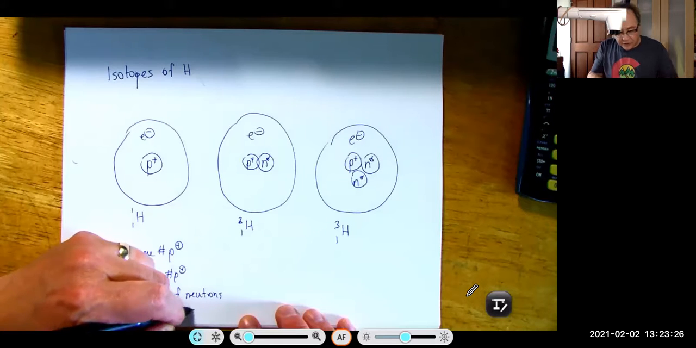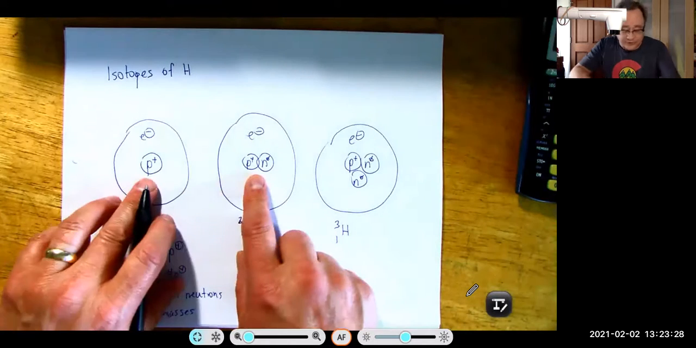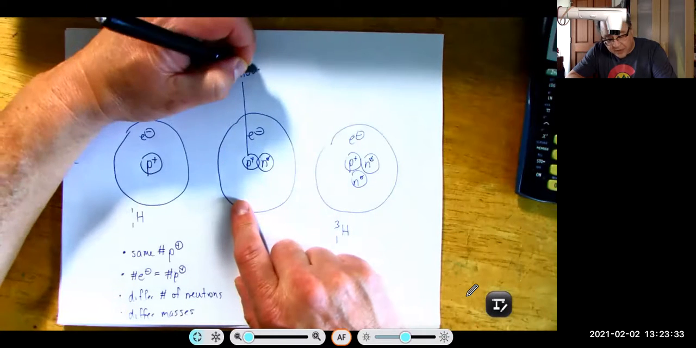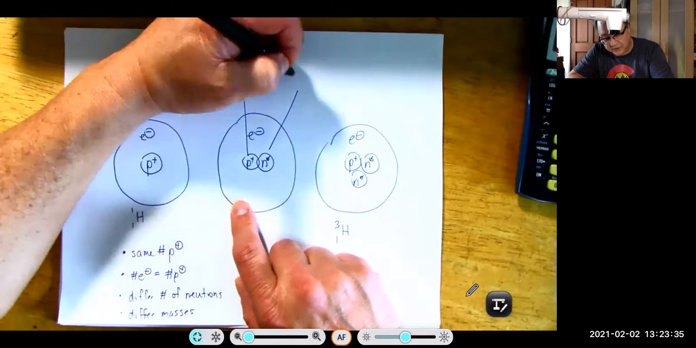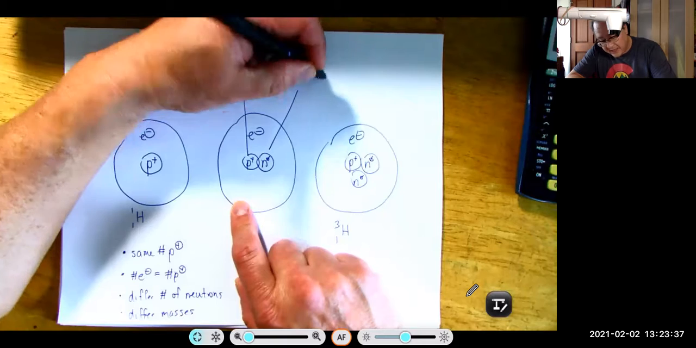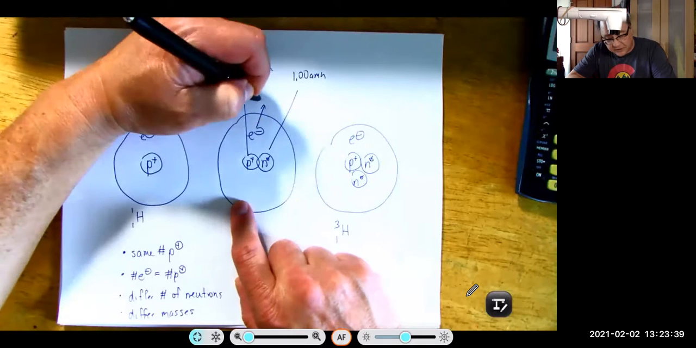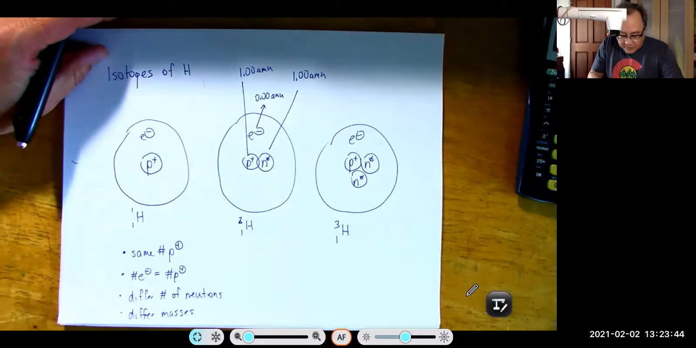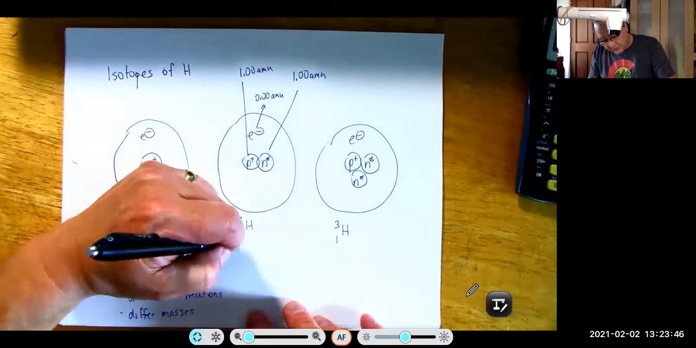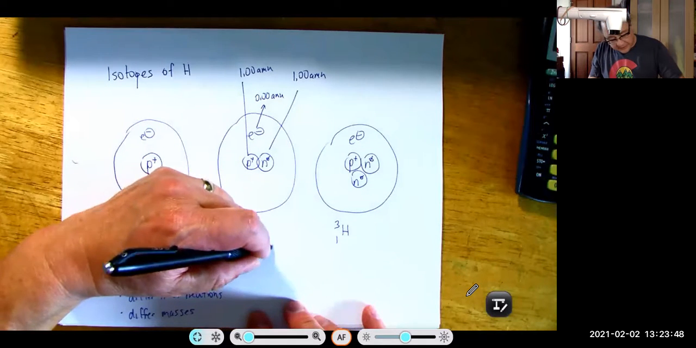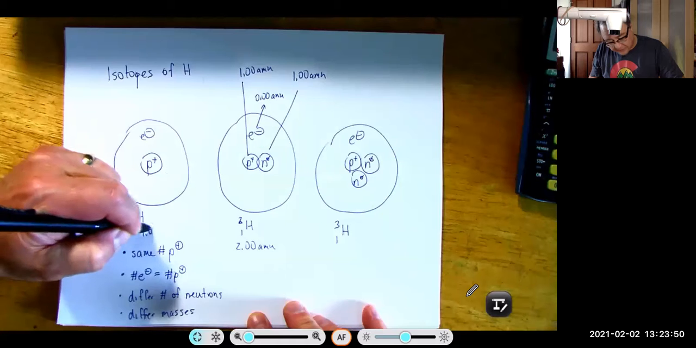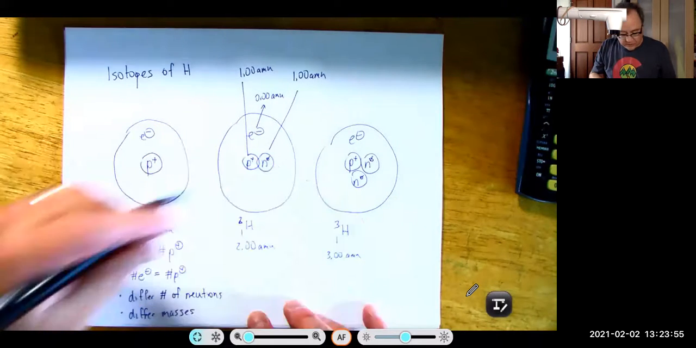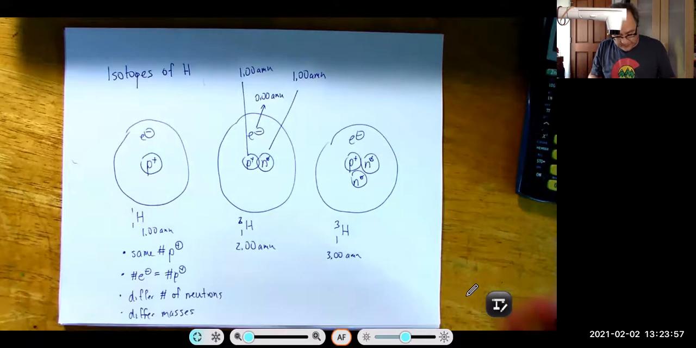Now, the other thing you need to know about these nuclear particles is that a proton weighs approximately 1.00 AMU, a neutron weighs approximately 1.00 AMU, and an electron weighs approximately 0.00 AMU. So how much does this guy weigh? 1.00 AMU. This one weighs 2.00 AMU, and this one 3.00 AMU. So they weigh different amounts.